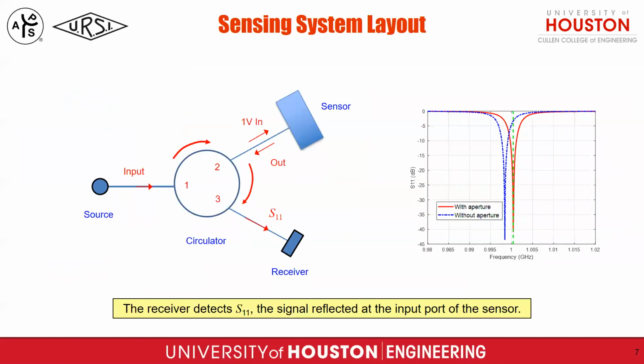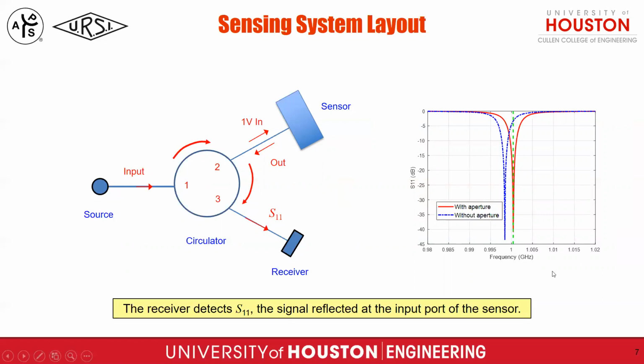Here we introduce the sensing system layout. Because we only have one sensing port, we need to separate the input signal and output signal. The input signal goes from 1 to 2 as an excitation, and the output signal goes from 2 to 3 and directly goes to the receiver. Here we need to use a circulator.